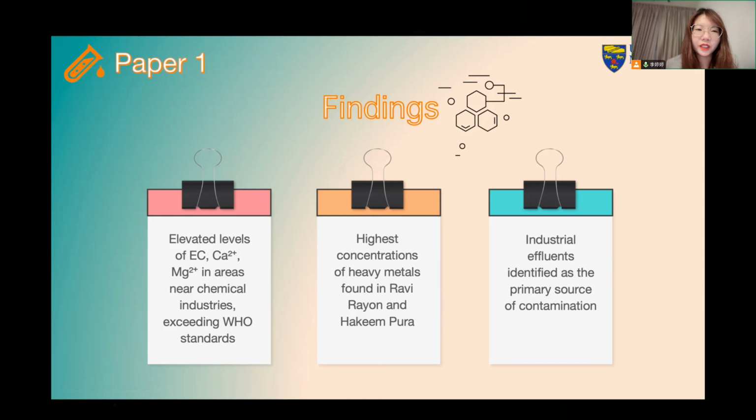This paper's findings are about 3 factors. The first is elevated levels of some chemical elements near the chemical industry, and the second is high concentrations near the two industrial zones. The last is that industrial influence was identified as the primary source of contamination.